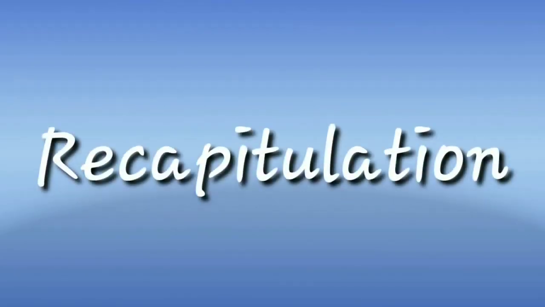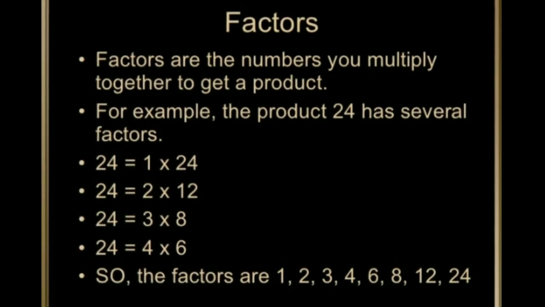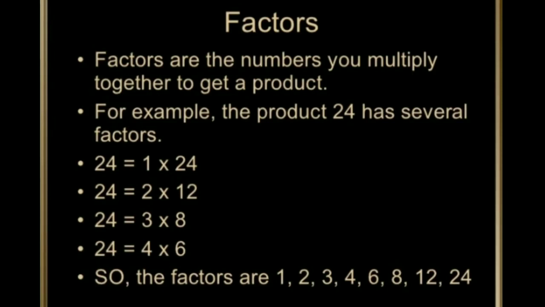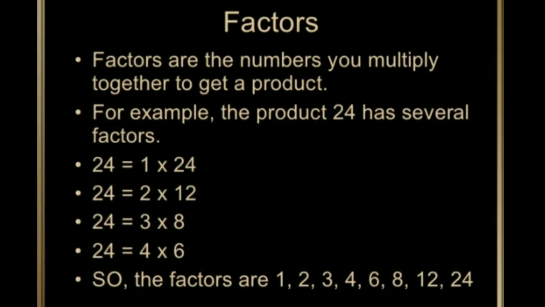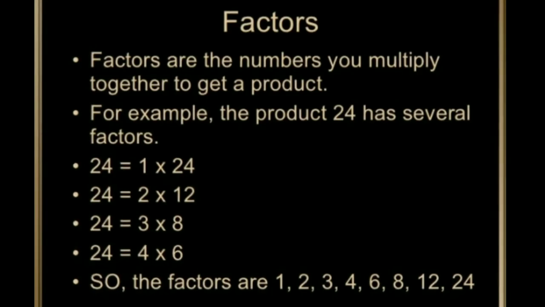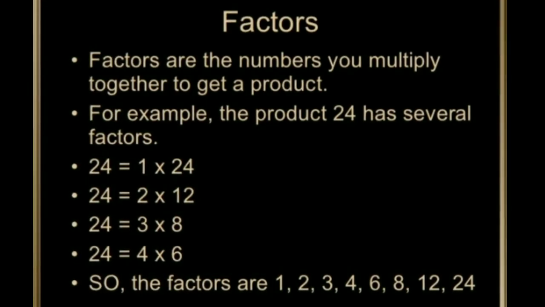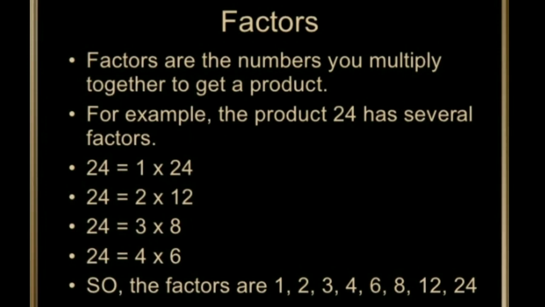Before going on, let us have a recapitulation so that previous concepts will be clear to you. Okay, let's have a look. So students, in the last session we studied the factors. If we define the factors in terms of multiplication, we can say that factors are the numbers you multiply together to get a product. For example, the product 24 has several factors: 24 equals 1 into 24, 24 equals 2 into 12, 24 equals 3 into 8, 24 equals 4 into 6. So the factors are 1, 2, 3, 4, 6, 8, 12 and 24. So this was the definition of factors in terms of multiplication.